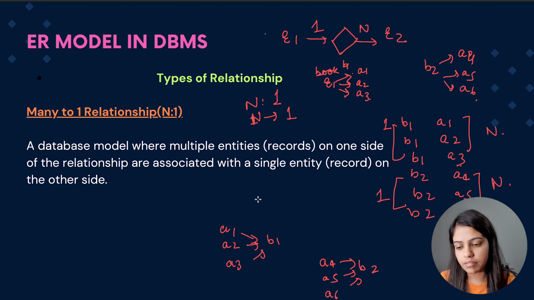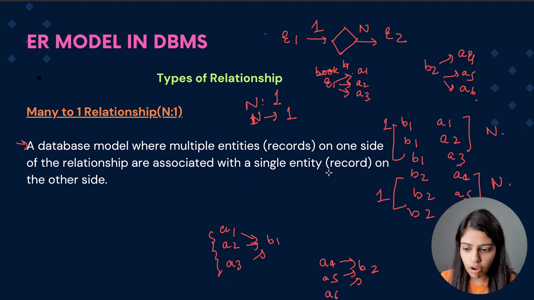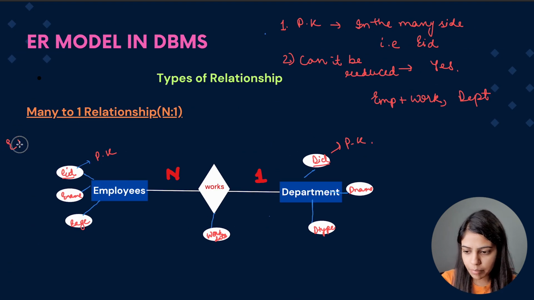Now let's understand from the definition. So a database model where multiple entities or records on one side of the relationship are associated with a single entity or record on another side, that is called a many-to-one relationship. So let's understand from an example.